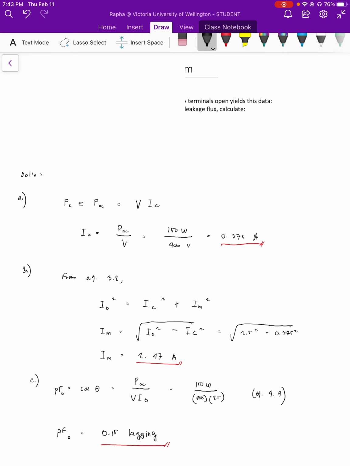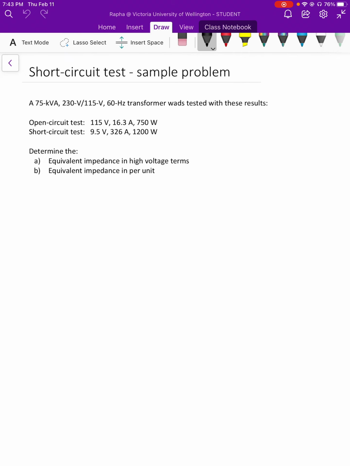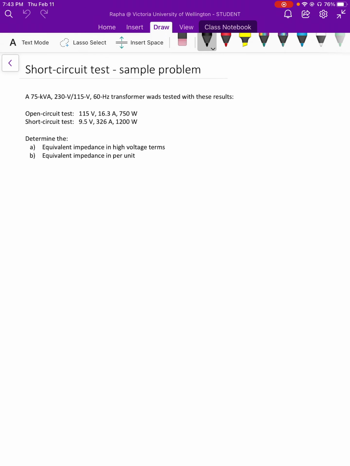Then let's solve another sample problem. A 75 kVA, 230 volts to 115 volts, 60 hertz transformer was tested with these results. So ang iyang turns ratio is 2 to 1 lang. So mao na siya ang results sa open circuit test. Then we have the short circuit test. Determine A, equivalent impedance in high voltage terms, and then B, the same thing but in per unit values.